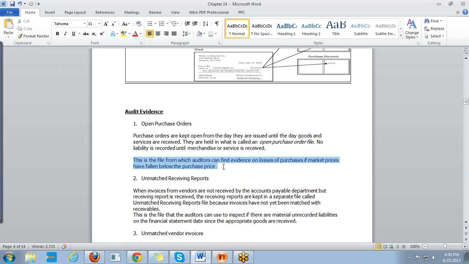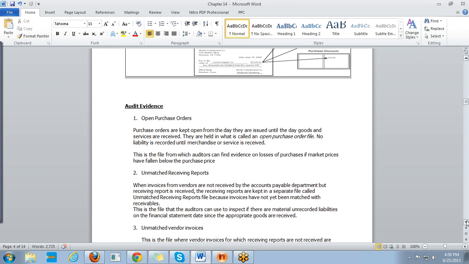This is the file which auditors can find evidence on loss of purchases if market prices have fallen below the purchase price. What do we mean by that? Purchase orders are kept open from the day they are issued until the day goods and services are received. And it's called an open purchase order file.